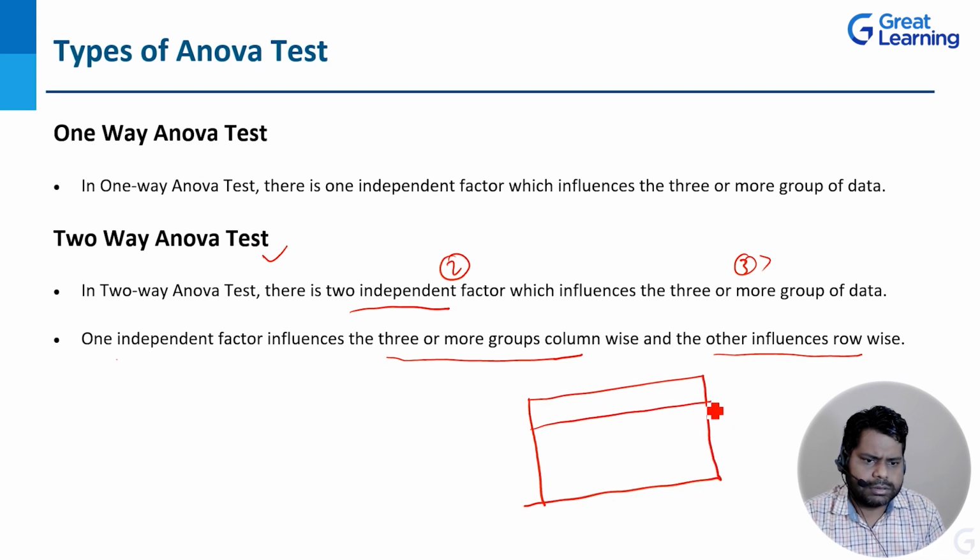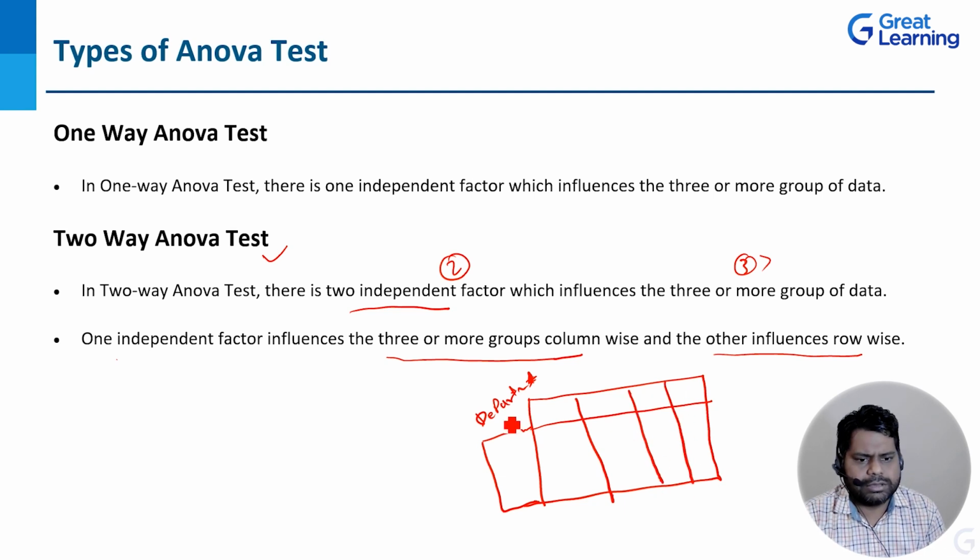Suppose there are departments and universities. Let's say it is IIT Delhi, IIT Madras, IIT Bombay, and IISc Bangalore.